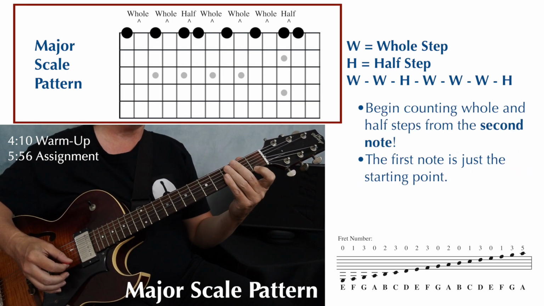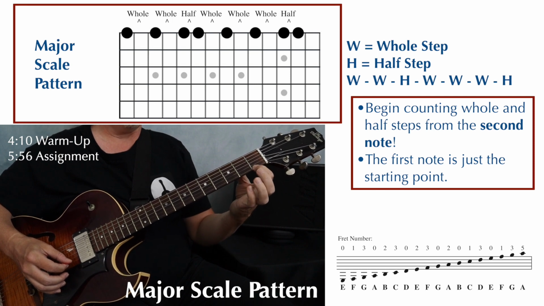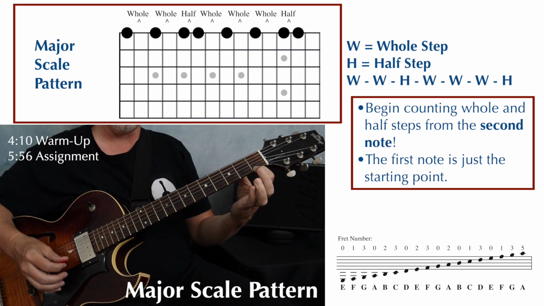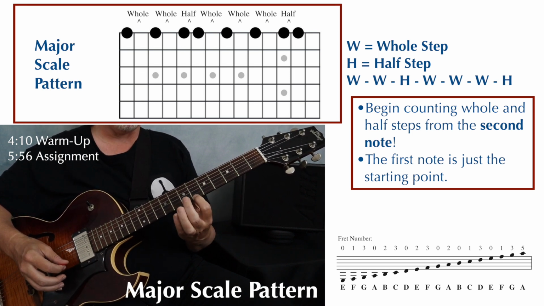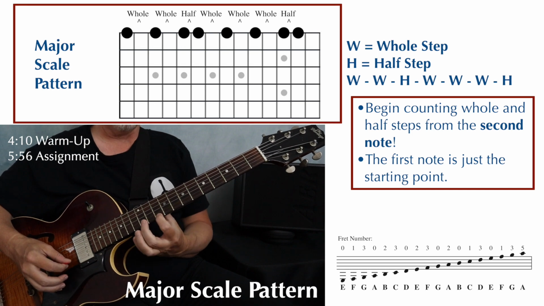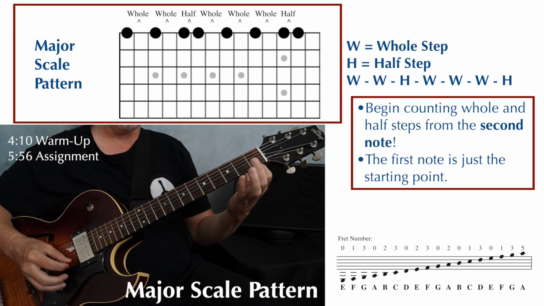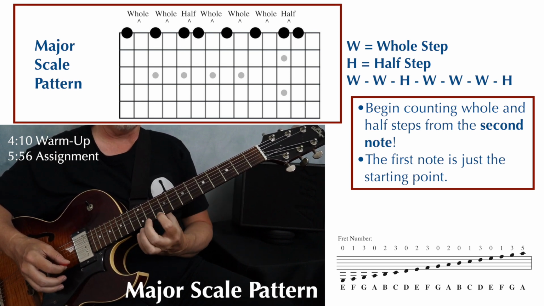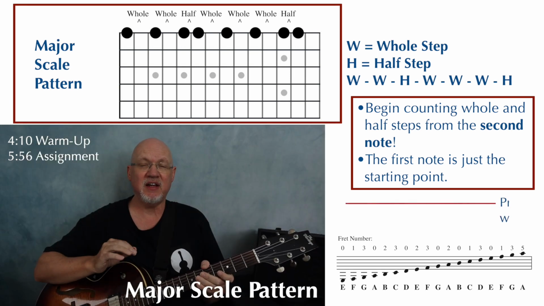Now when you count your whole steps and half steps, don't start counting right away. Your first note is just your starting point. And then after that, then you start counting whole, whole, half, whole, whole, whole, half. So again, starting point, whole, whole, half, whole, whole, whole, half.